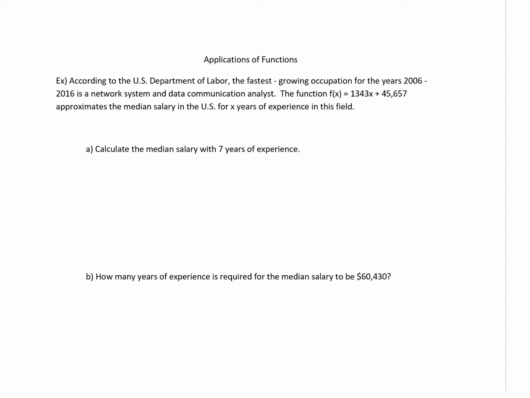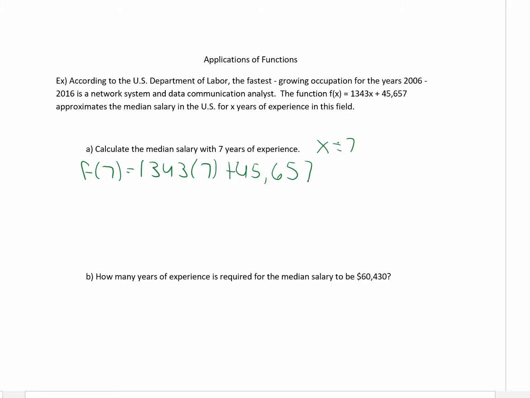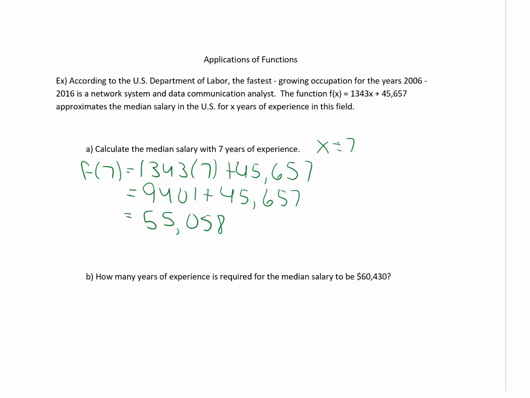Okay, let's take a look at part A then. It says calculate the median salary with 7 years experience. Since the years is represented by x, this will be x equal to 7. So that means it's going to be f of 7 is equal to... okay, so let's multiply, and add them together. Okay, so let's write a summary sentence to describe what we just determined here.